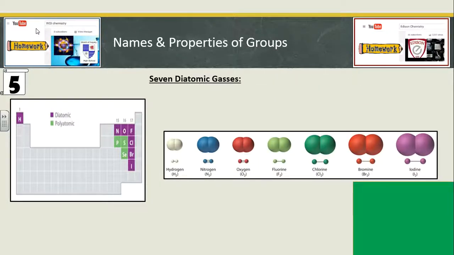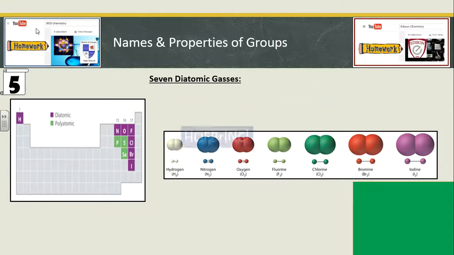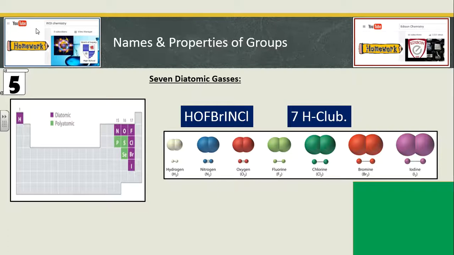Moving on. 7 diatomic gases. I know we've talked about this. These are special elements that exist as 2 atoms. Here in this picture are the 7 of them, and they show you them. Notice the colors or the shading. The colors in my picture, the shading on your black and white paper are all very similar. Okay, and there's 2 ways to remember them. Hofbrinkel, and there's one I haven't taught you, and that's the 7H club.